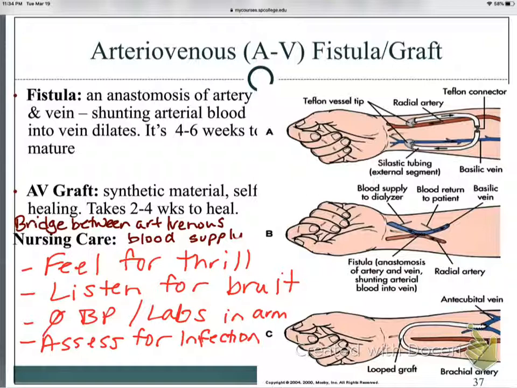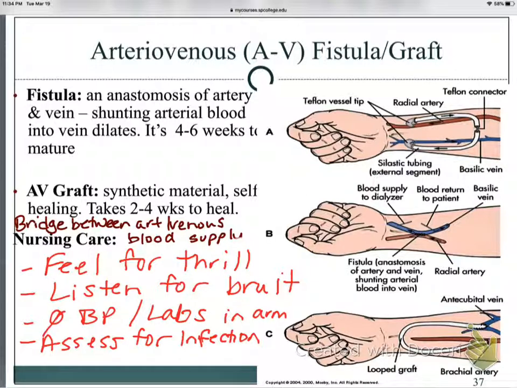And what do we feel for? Thrill, right? You feel it too. If you put your hand on it, you'd feel it. Okay? So that's how we know they're working, they're functioning, right? So we should check that how often when we're on duty? Yeah, at least every shift or before we're sending our patient to dialysis would be a good time, right?